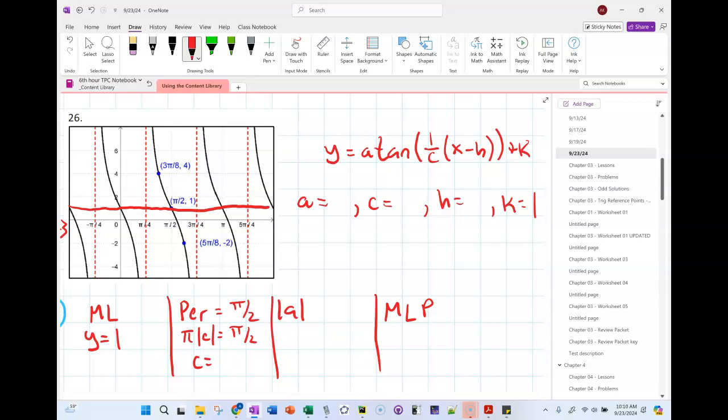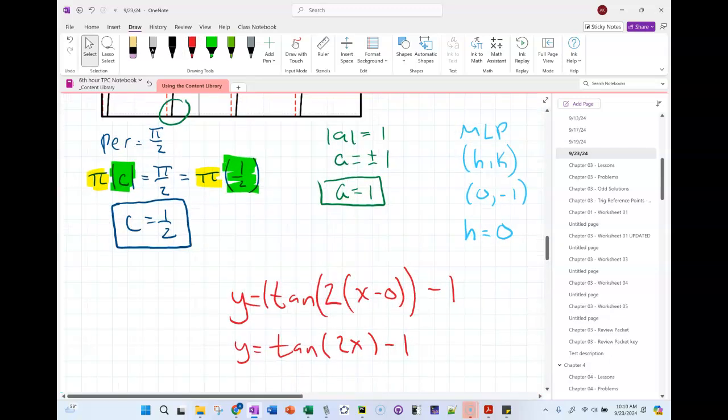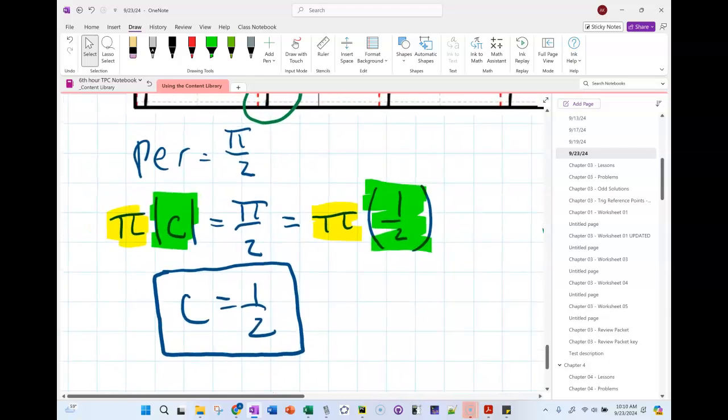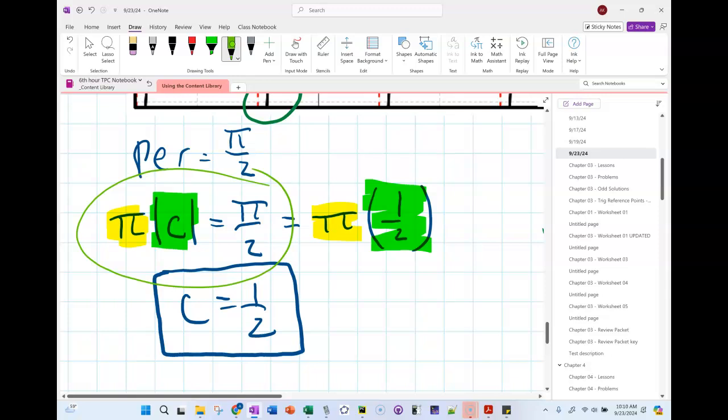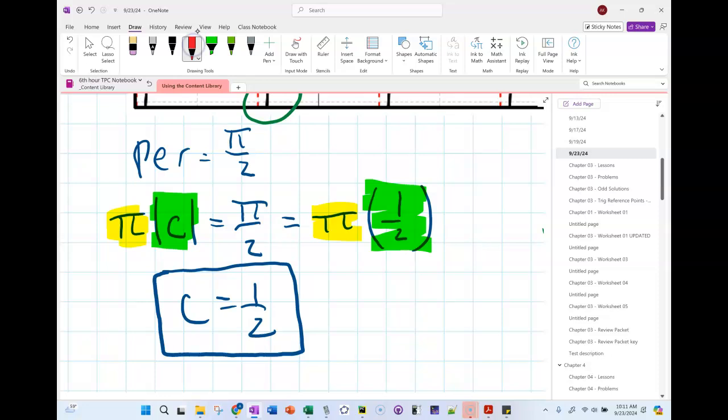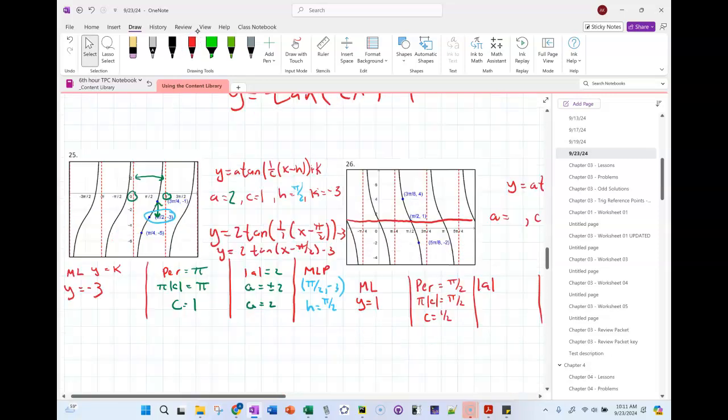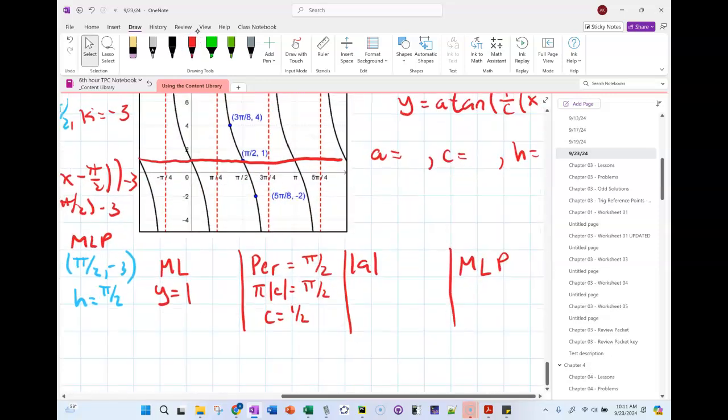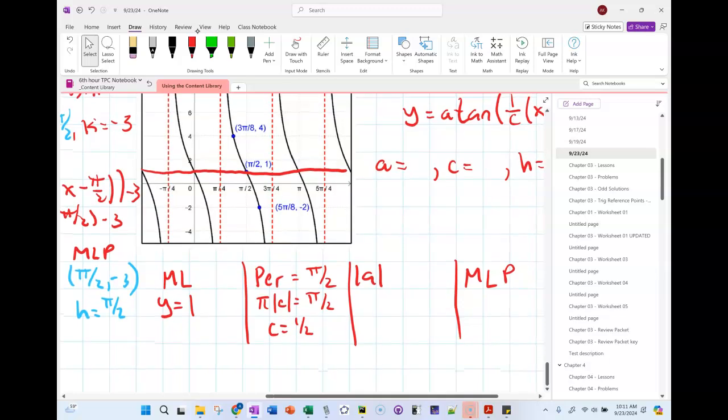The c is 1/2, right? Reminding you guys, this was the same thing that we saw in that first example I gave you, right? Pi absolute value c equals pi over 2, and the c was 1/2. Same thing happened here, but good, Francis. You got almost all the way there, which is great.